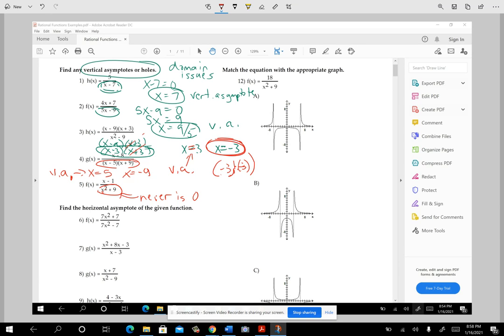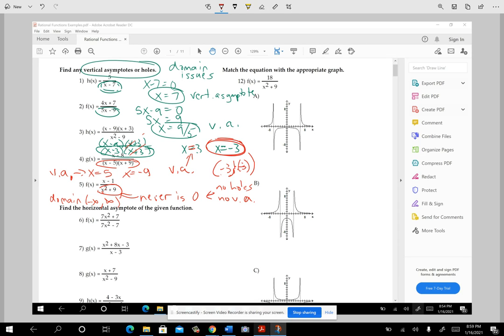You don't have any vertical asymptotes because this is never equal to 0, so you never have a problem. The domain is all reals. Okay, so you don't have any trouble spots. So you don't have any holes, no holes. You have no holes, and you have no vertical asymptotes either on this one. Okay?